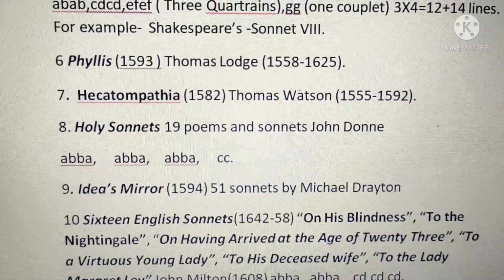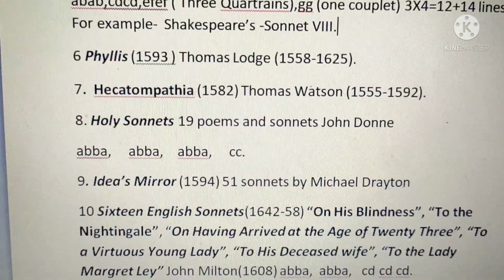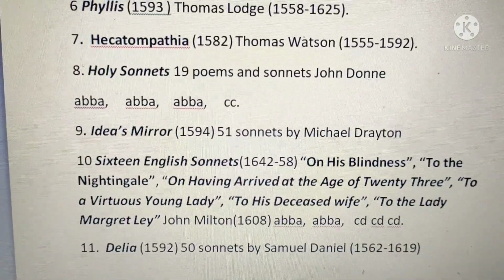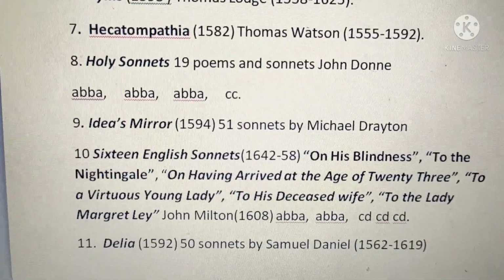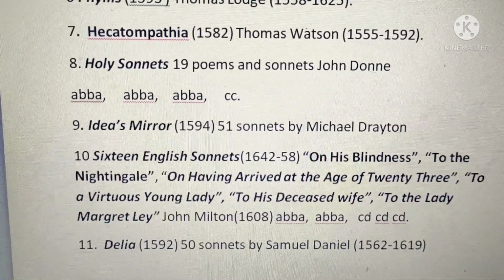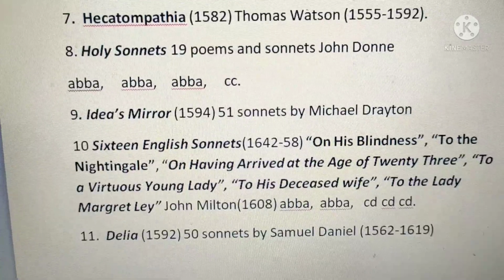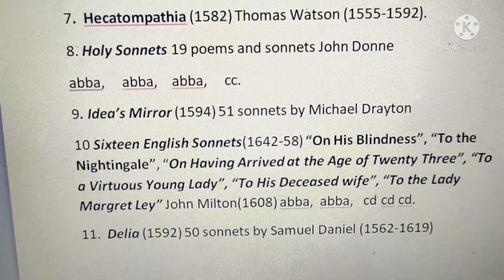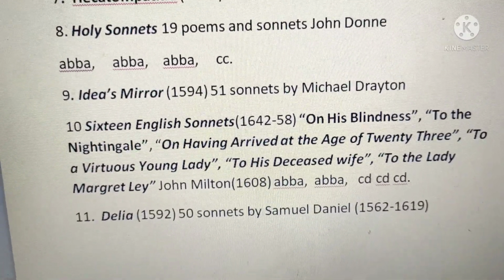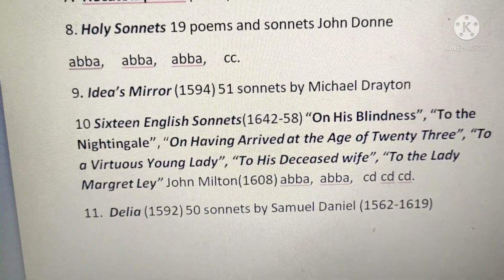I am giving you the basic information about the sonnet and different sonnet writers in English literature. Now let's move ahead and come to John Donne, who is a late Elizabethan poet. John Donne wrote 19 poems and sonnets. His sonnet sequence is known as Holy Sonnets, with the rhyme scheme ABBA, ABBA, CDCD and EE. Then Michael Drayton wrote 51 sonnets in 1594, and his sonnet sequence is known as Idea's Mirror.